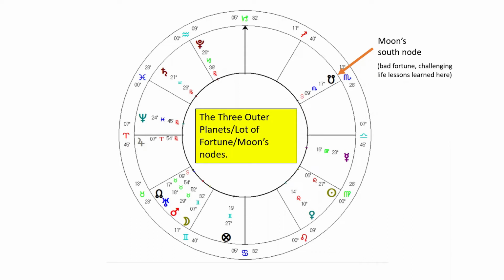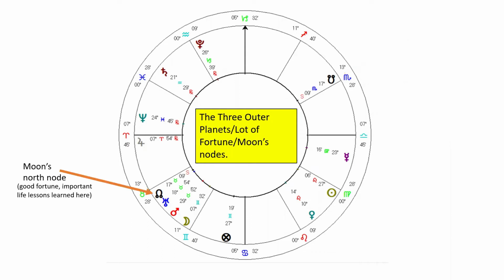We move on now to the opposite node of the moon. It's called the moon's north node, traditionally known as the dragon's head, and it represents the opposite of the south node. It represents good fortune. Important life lessons are learned here. It's similar to Jupiter in terms of its symbolism of expansion.